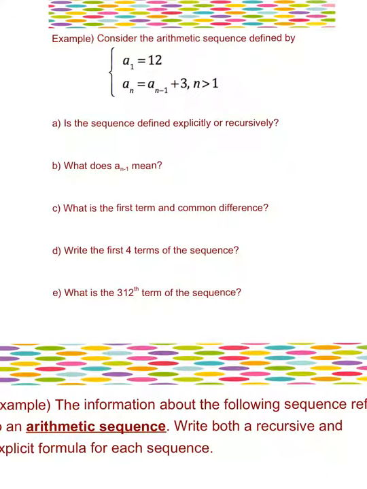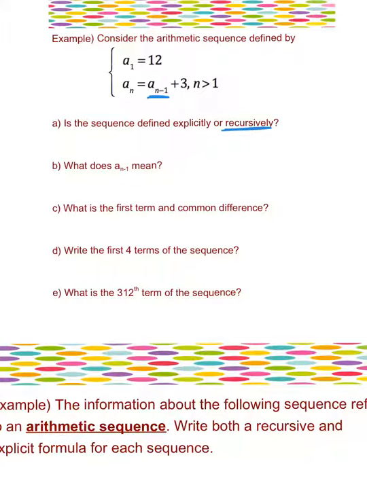All right, so let's consider the sequence defined by a sub 1 equals 12, a sub n equals a sub n minus 1 plus a 3, where n is greater than 1. So the first question says, is this sequence defined explicitly or recursively? So you can see it's defined recursively because I'm using a previous term to generate new terms.